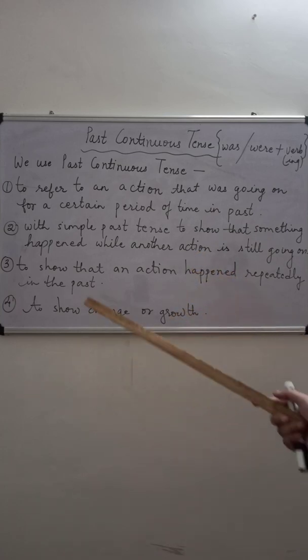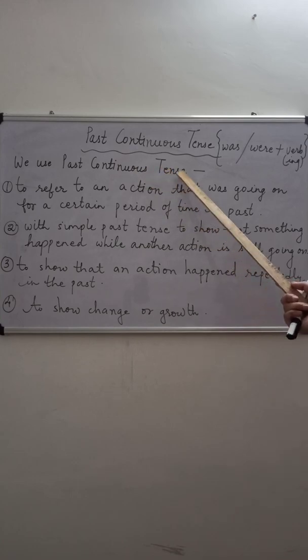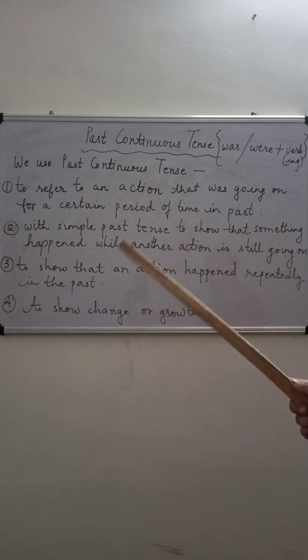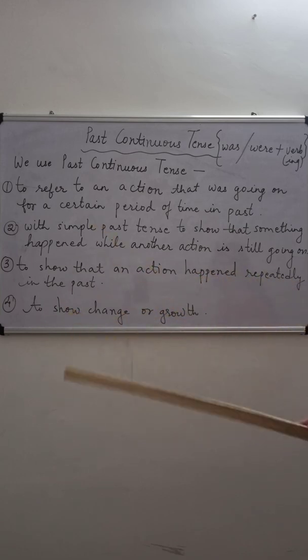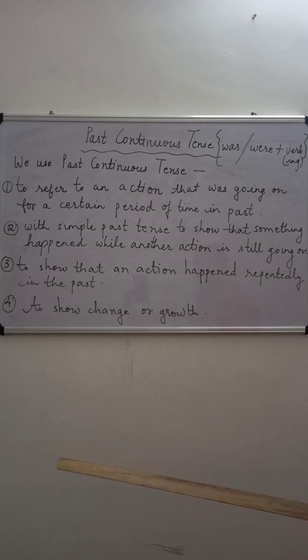Then we also use past continuous tense with simple past tense to show that something happened while another action was still going on. We also use past continuous tense to show that an action happened repeatedly in the past, that the action was repeating itself in the past. And we also use past continuous tense to show change or growth. Now to form past continuous tense, we use was or were plus the ing form of the verb.